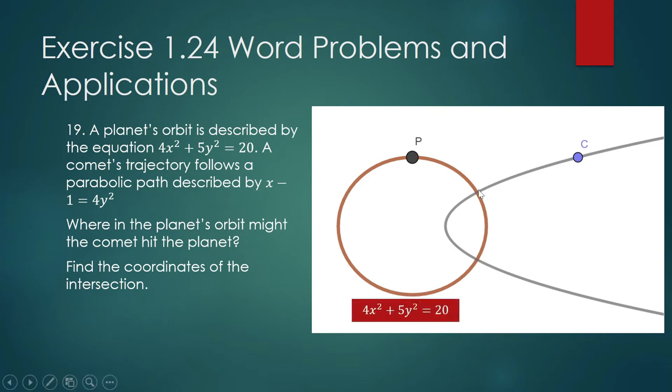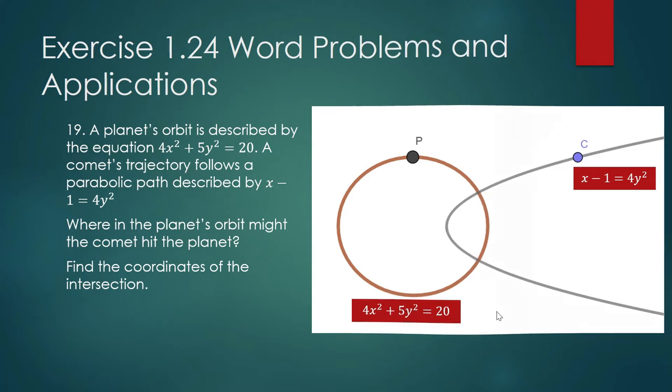This one is a curve described by this equation, and this equation is an equation of an ellipse. And this one, the trajectory of the comet, is described by your parabola, x minus 1 is equal to 4y squared. We must look for that intersection.